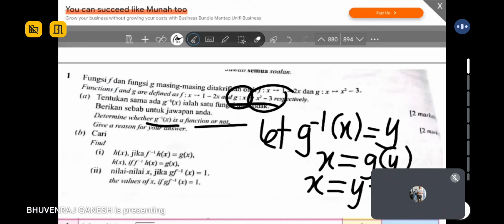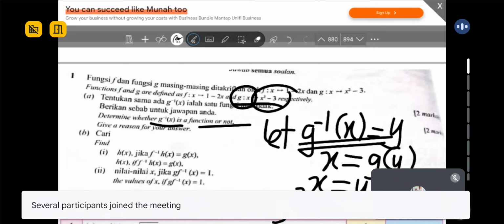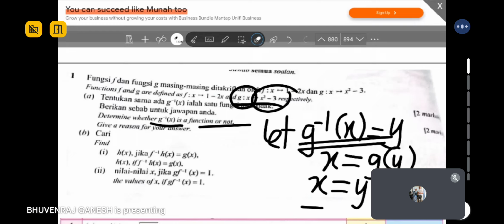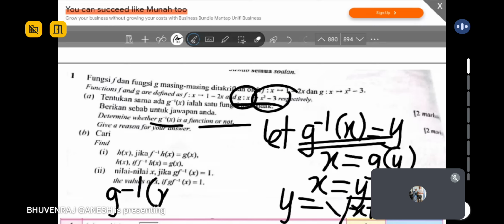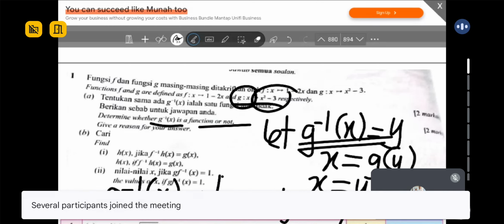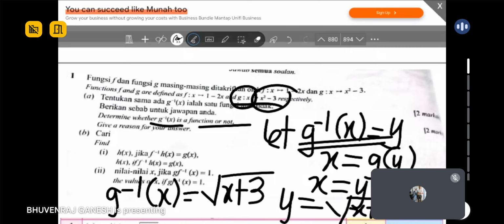Alright, so sekarang kamu kena ungkapkan y dalam sebutan x. You must express y in terms of x because kita nak cari g inverse x. Betul? That is our aim now guys. We want to find g inverse. So kamu ungkapkan sajalah, just express. You will get the answer y is equal to square root of x plus 3. Kamu akan dapat jawapan ni. Based on this, I know that g inverse x sama dengan square root of x plus 3. Ini adalah info dia.